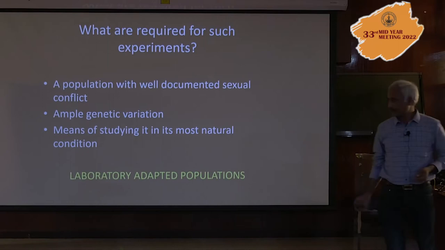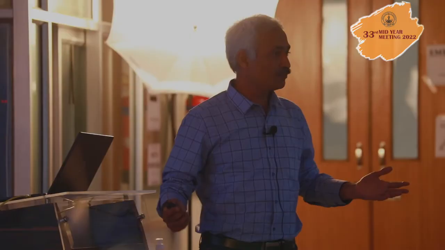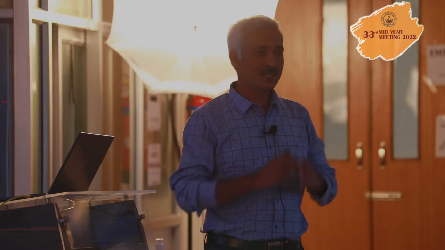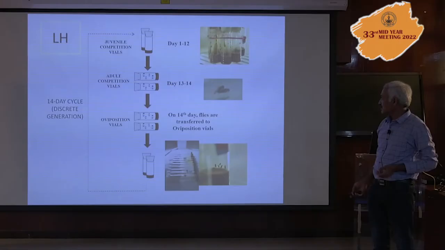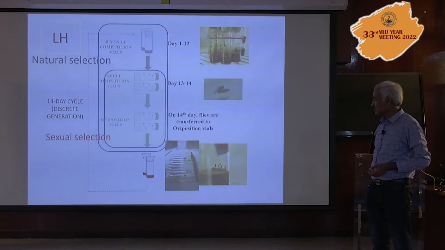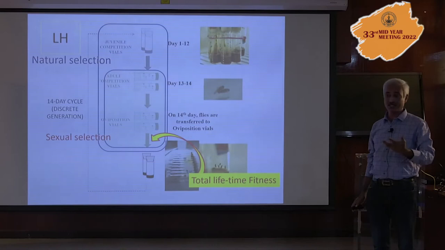So we have populations of Drosophila sitting in our lab under standard, well-defined conditions for more than about 600 generations. So that is their home environment now. You expect them to have adapted to that. Everything about them is controlled and constant. We know when natural selection acts on them. We know when sexual selection acts on them. We can even measure the Darwinian fitness of these populations, something that is very difficult to do in the wild.